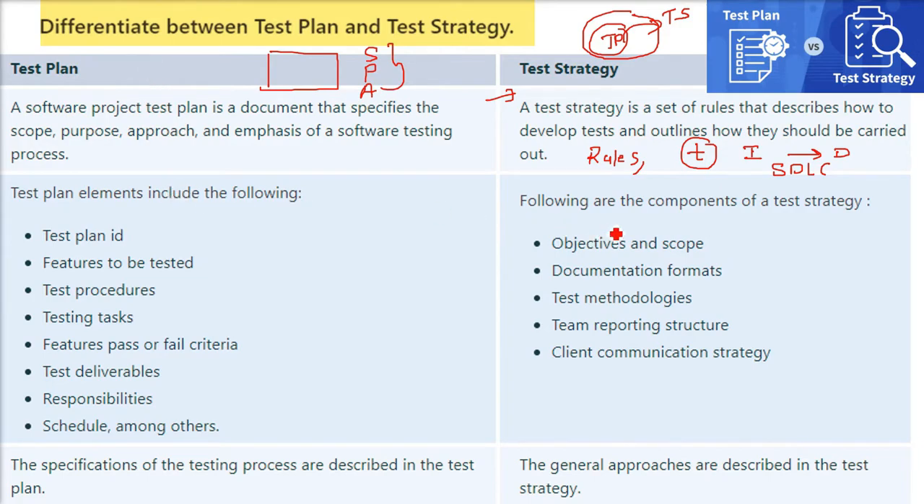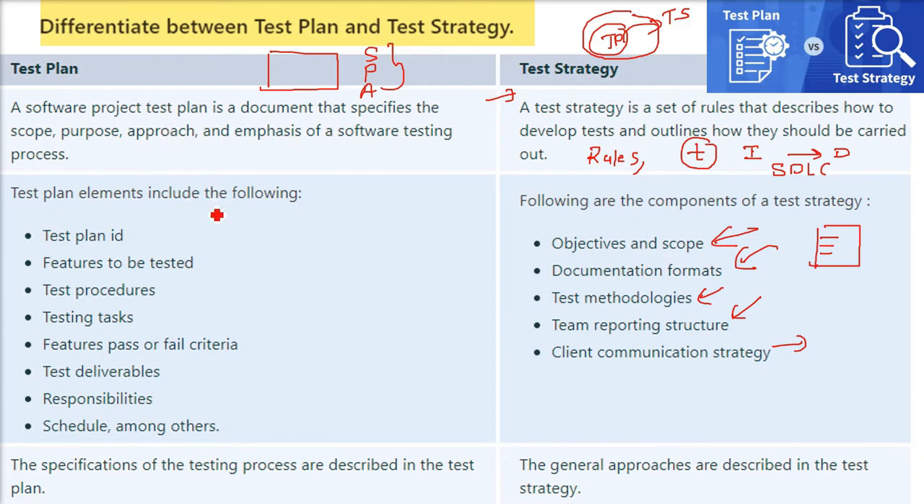In test strategy, we have the following components. Objective. What is the objective? What is the scope? How will be the document formats? These are the formats you have to follow. What are the test methodologies? What you have to do? Black box, white box, smoke or sanity or whichever. Then the team reporting structure. Who is going to test? What is the quality assurance, quality control, the structure, client communication strategy.